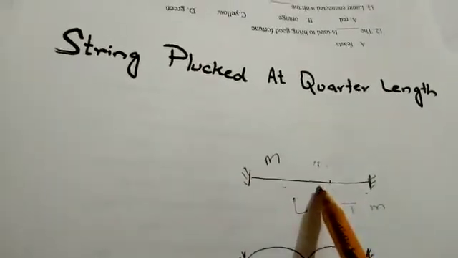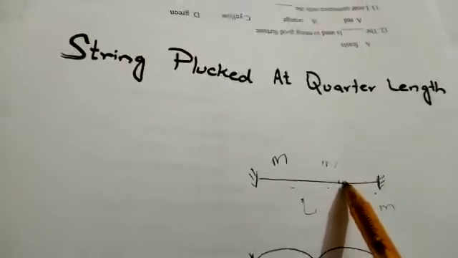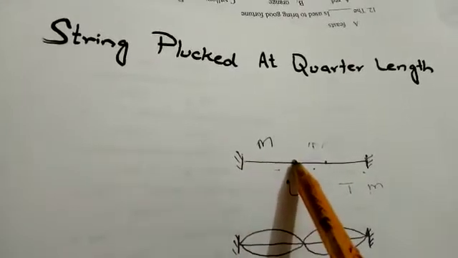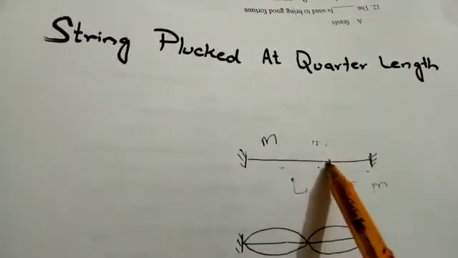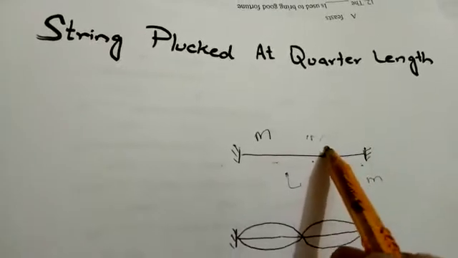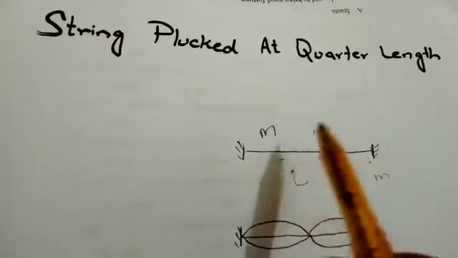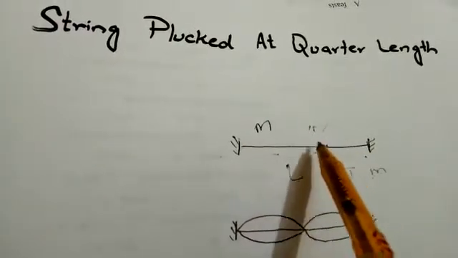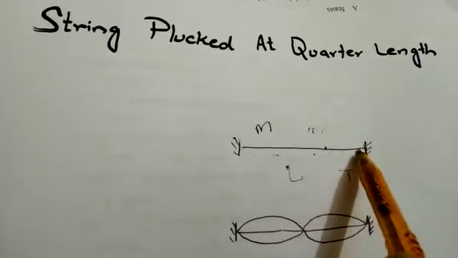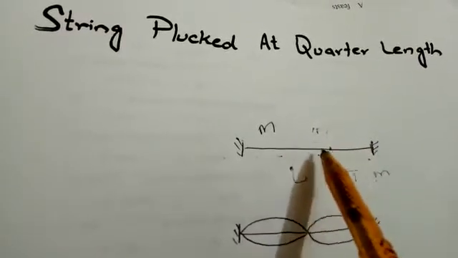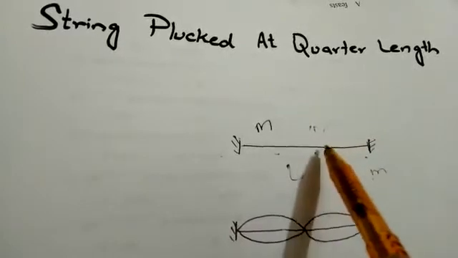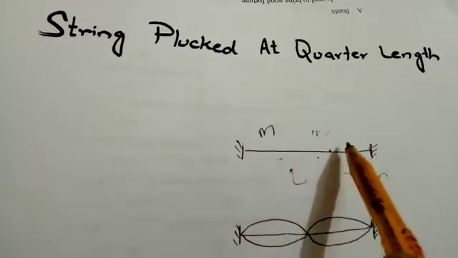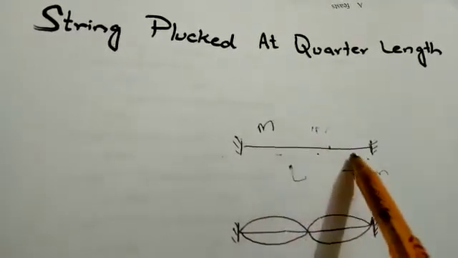Now, when we pluck that string at the 1/4 part, then on that side there is formation of one complete wave along with a pulse. On the other side there is just formation of one pulse. Now these two waves, one complete wave and one pulse on one side and a pulse generated on the other side, together form two complete waves.